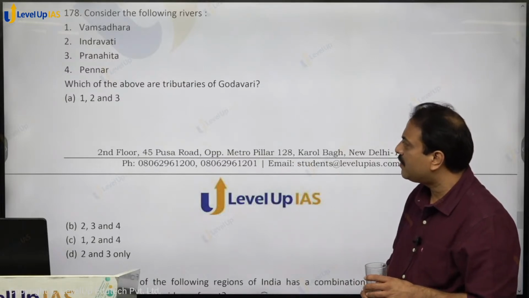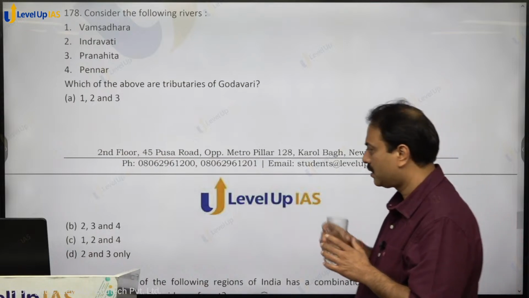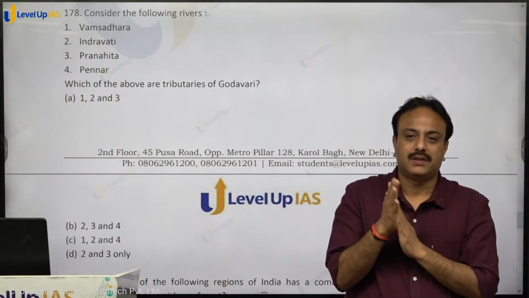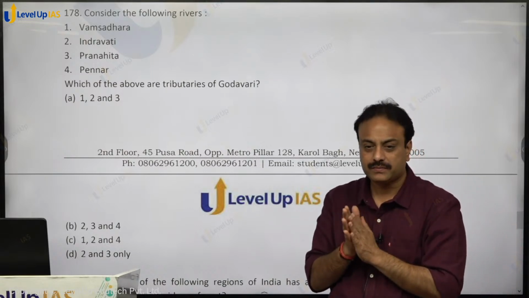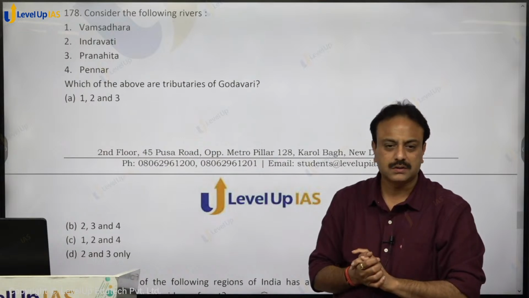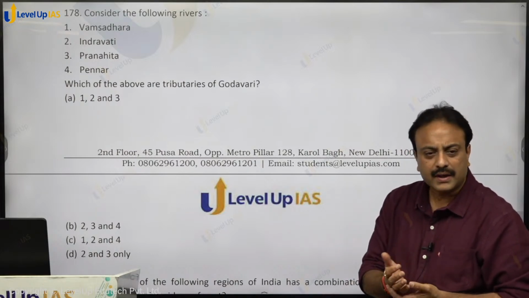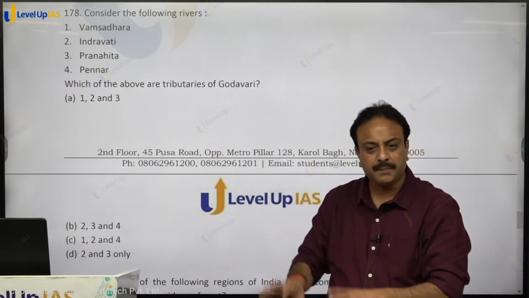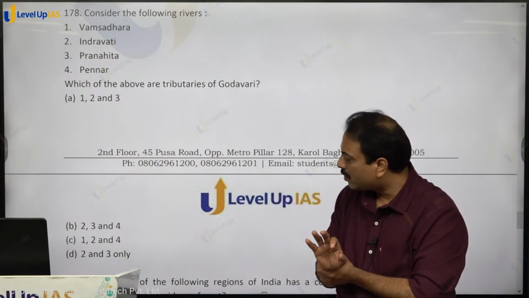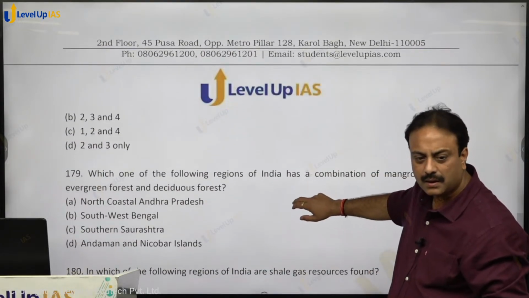Consider the following rivers: Vamsadhara, Indravati, Pranhita, Pennar. Which of the above are tributaries of Godavari? Vamsadhara is an independent river, flows between Mahanadi and Godavari and joins the Bay of Bengal in Andhra. Independent river, not a tributary of any river. Pennar is a very prominent river. It is even marked on the map of India. It is an independent river. Yes or no? So Pennar is an independent river. Indravati and Pranhita are the tributaries of Godavari. So option A, B, 2 and 3, option D, D for dog, shall be the right answer. Any doubt? Clear?